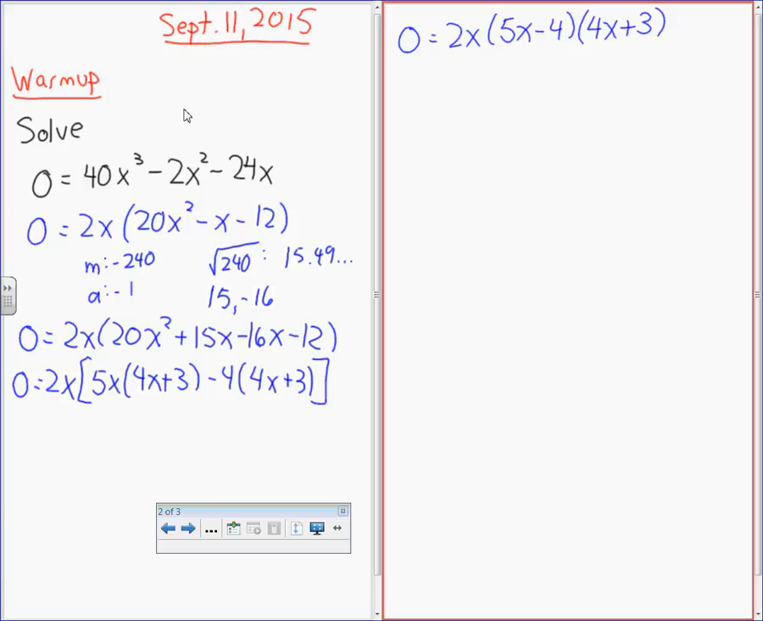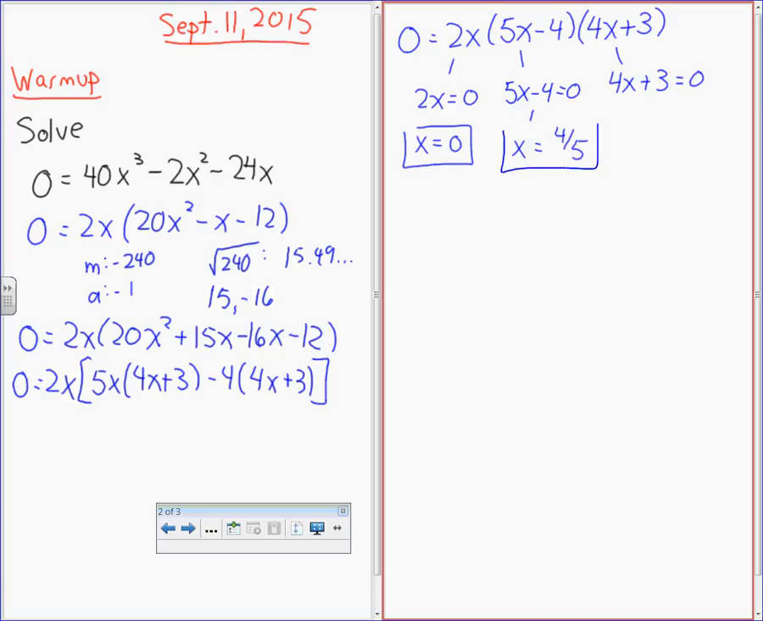Can someone be brave and remind me how to find the x-intercepts from right here? Joseph, go. We can take each individual bracket and make that bracket equal 0. Wonderful. So we're going to say either 2x equals 0, 5x minus 4 equals 0, or 4x plus 3 equals 0. So x equals 0 is one possible answer. Here x equals 4/5. And here x equals negative 3/4.